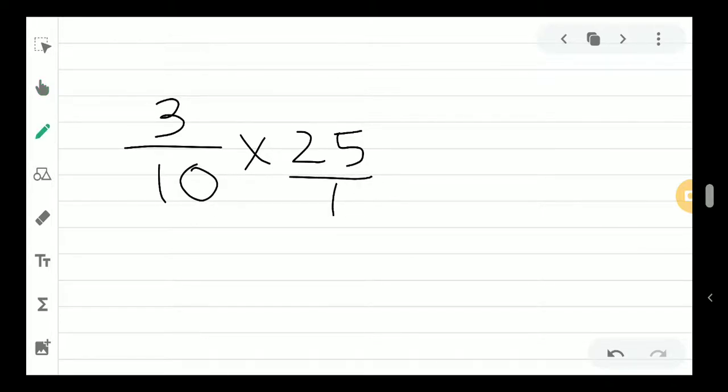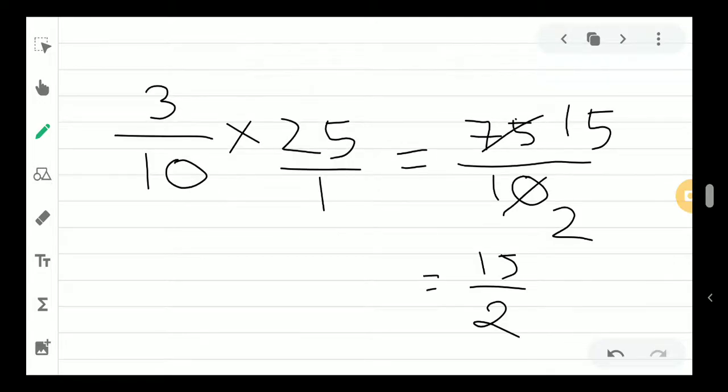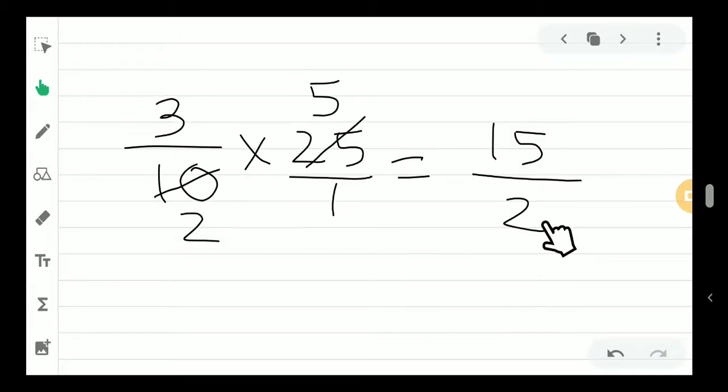If we divide this 10 by 5, we will have 2, and if we divide this 25 by 5, we will have 5. Now you tell me, in the numerator what remains? 3 and 5. So 3 fives are 15, and in the denominator 2 and 1, that is 2 ones are 2. So finally our answer is 15 by 2. And in the previous way, the way that we discussed in our previous slide, here also we are getting 15 by 2. So this method is more preferable, it is a better way to do this.